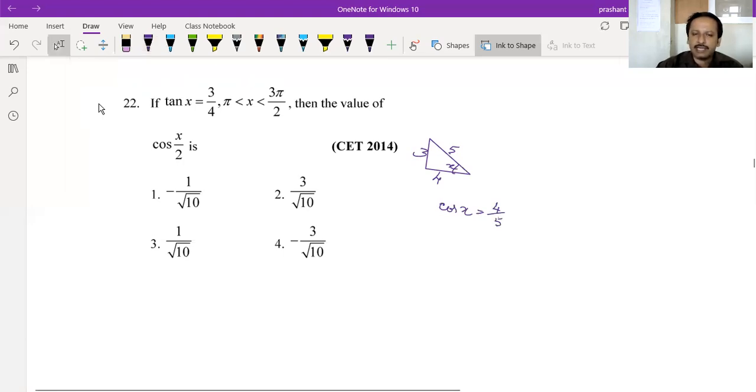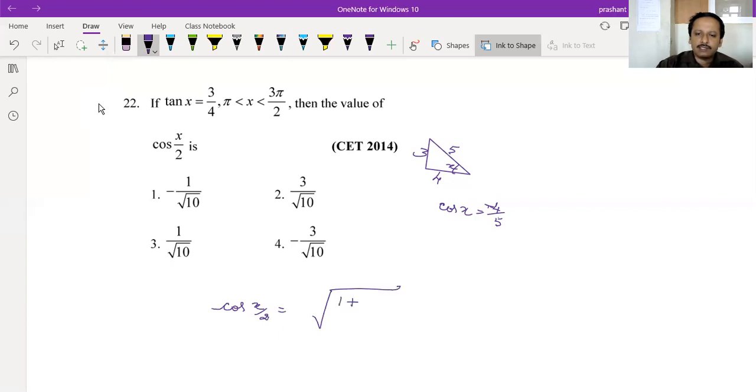But remember that x is in between pi and 3 pi by 2, so third quadrant, where tan is positive. However, cos is negative. So it will be minus 4 by 5. So cos x is equal to minus 4 by 5. Now we want cos x by 2. For that we know one formula. Cos x by 2 can be written as square root of (1 plus cos x) divided by 2.